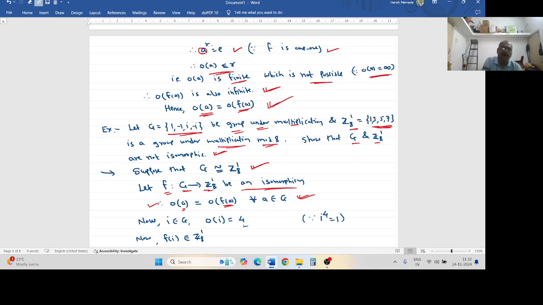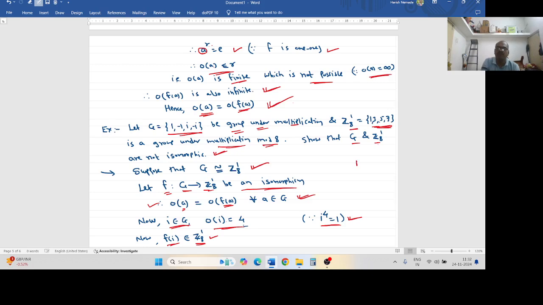बरोबर. So but i is element of G, and we know that order of i is 4, कारण की 4 is the smallest positive integer such that i raised to 4 is equal to 1. त्याच्यामुळे i ची ऑर्डर 4 आहे. म्हणजे f of i तुमचा Z dash चा एलिमेंट आला आणि i ची ऑर्डर 4 आहे, परंतु Z dash चे एलिमेंट कोणकोणते आहे बघा, 1 3 5 7.